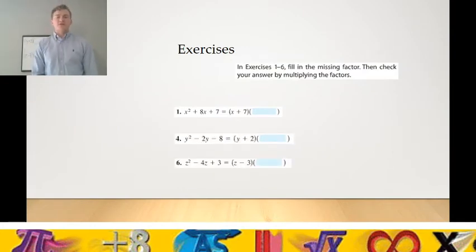Looking at the next two examples here, I'll give you a moment to pause the screen and work out these two examples. For numbers 4 and 6, let's fill in the missing factor. And as always, we can check our factor by multiplying together our factors. It says here that the product of y plus 2 and some other factor will give us the trinomial y squared minus 2y minus 8. For number 6, the factor z minus 3, when multiplied by some other factor, will give us z squared minus 4z plus 3. Let's go ahead and go to the big board.